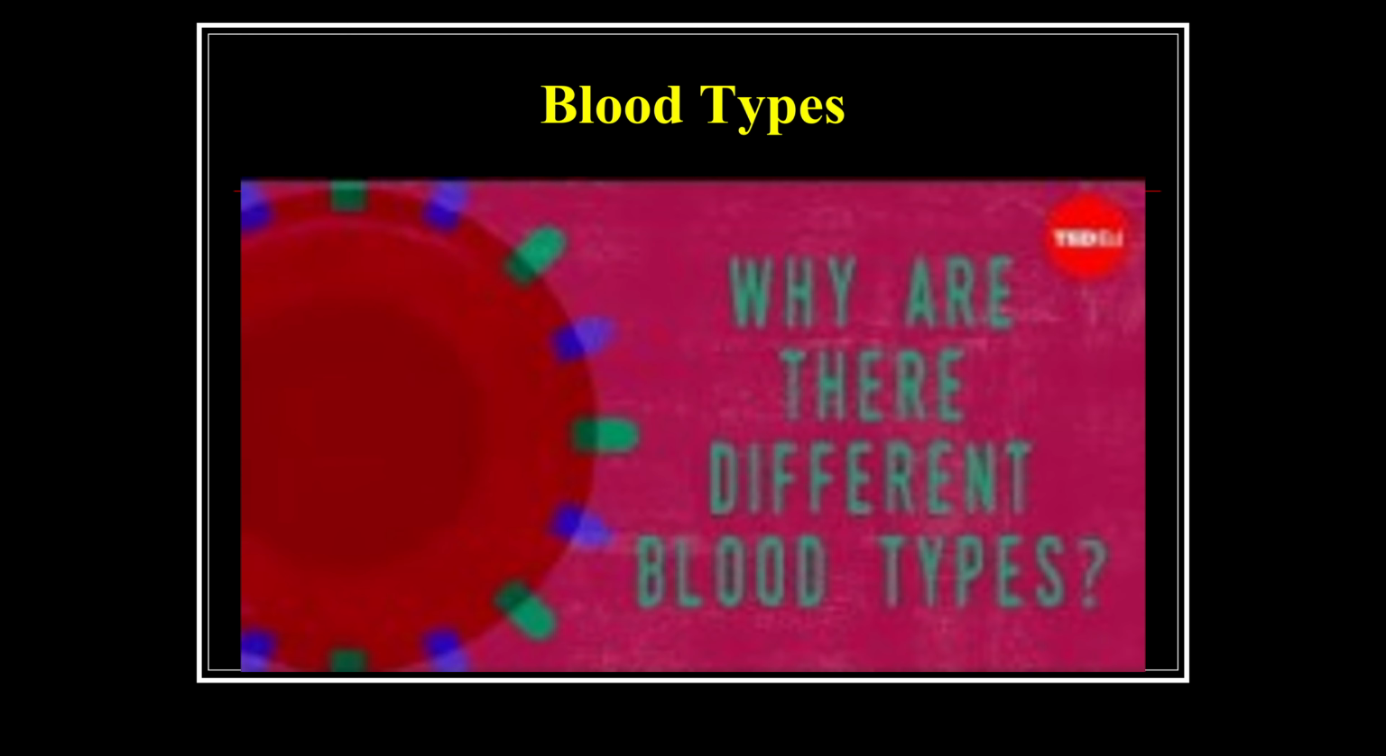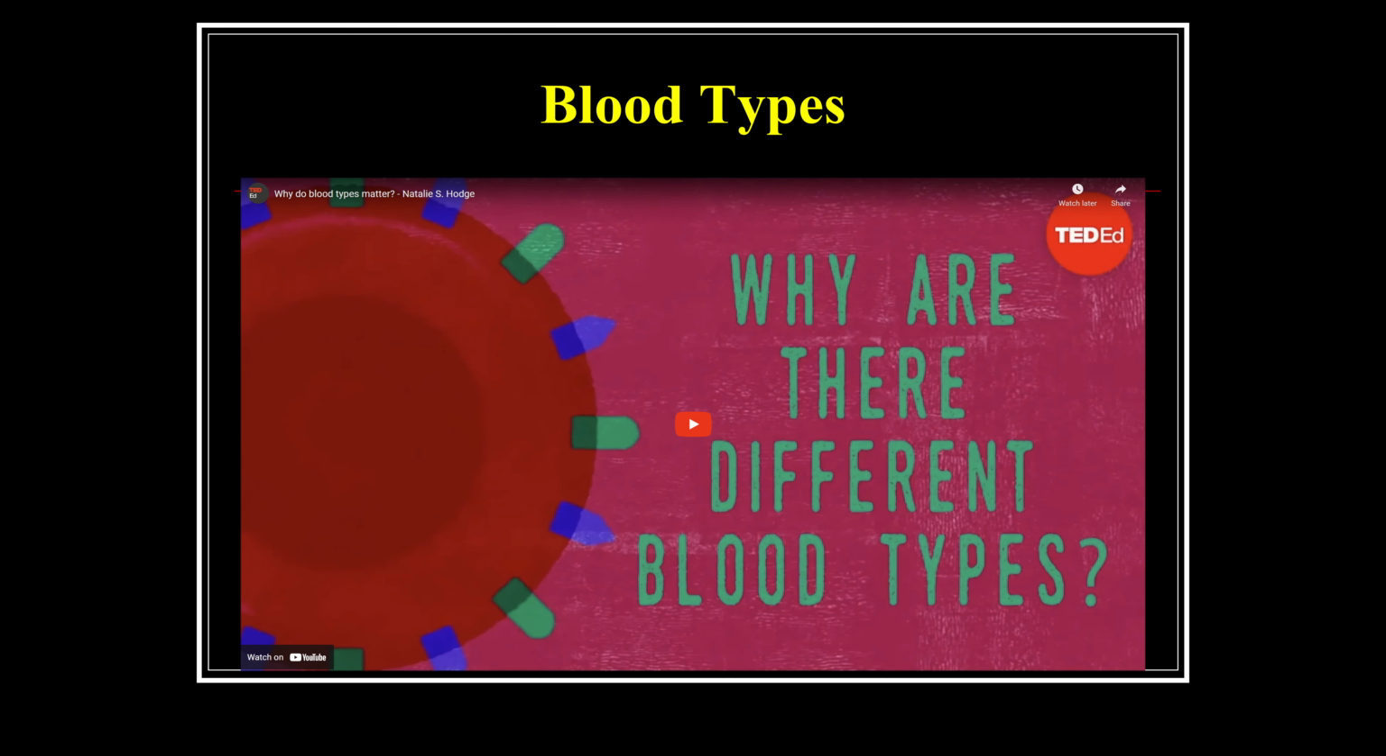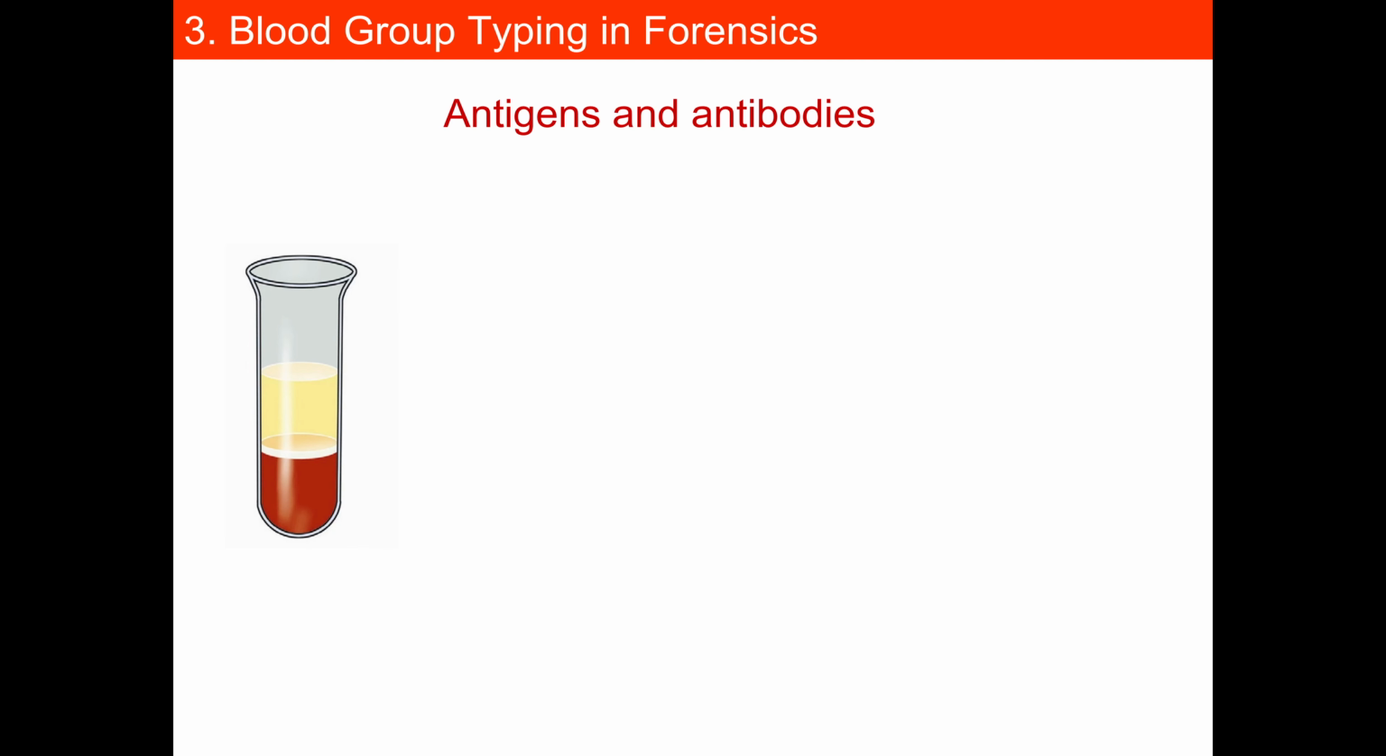Okay, so this is going to be a video on the different blood types, and how they came about in human beings, but I will not play the video. You can play the video on your own. I've included it as one of the links in the classwork material for this lesson. Now first we are going to talk about antigens and antibodies.